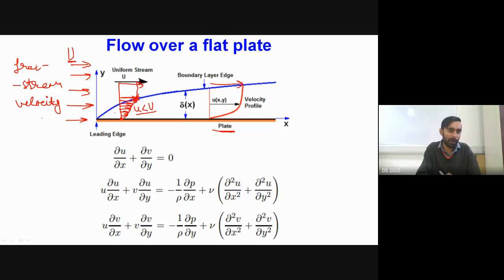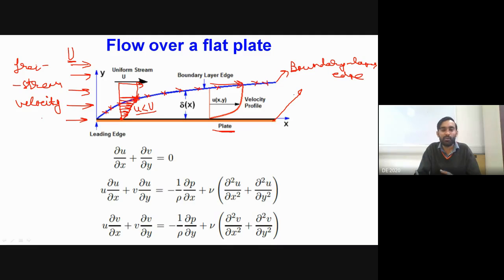Okay, if we now join the locus of all the points along the length of the plate at which velocity becomes equal to free stream velocity, that particular line is known as the boundary layer edge. And the region below this is known as our hydrodynamic boundary layer. Okay, now we are considering that this plate is of infinite width in the third direction.